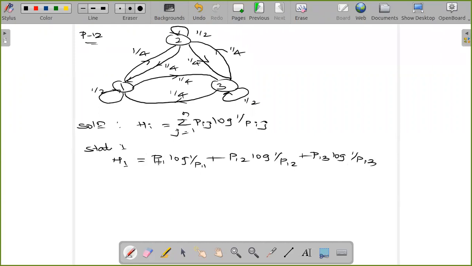Now I will substitute the values of P11, P12, P13. What do we mean by P11? It is the probability of 1 to 1. P12 is the probability of state 1 to state 2, and P13 is the probability of state 1 to state 3. Now 1 to 1 is nothing but remaining in the same state. What is the probability of remaining in the same state? 1 by 2 is the value, right?